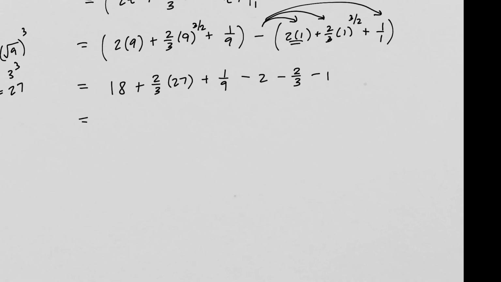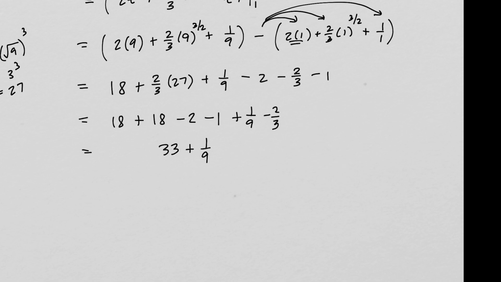And now let's simplify this. We have 18. 2/3 times 27 is also 18. And then we have minus 2, minus 1. And then I'll do the fractions last. So let's see. 18 and 18 is 36. Minus 2 is 34. Minus 1 is 33. Plus 1/9. And then minus 2/3, I'll change that to 6/9. So this is 33 minus 5/9.